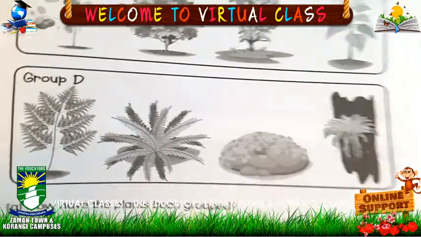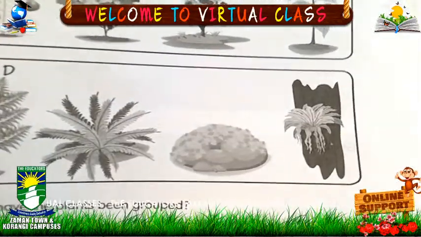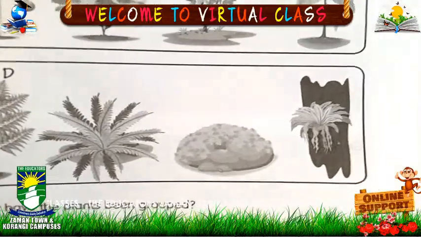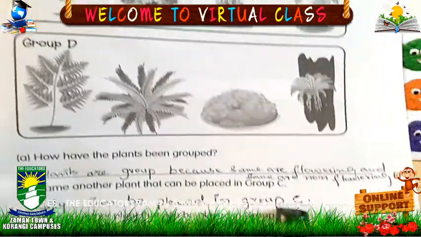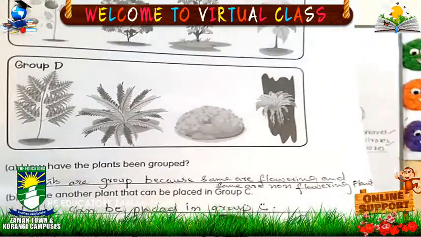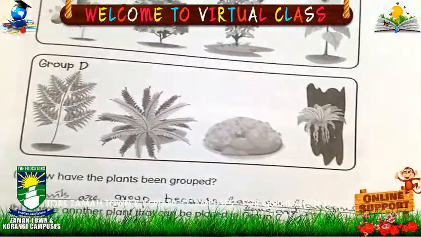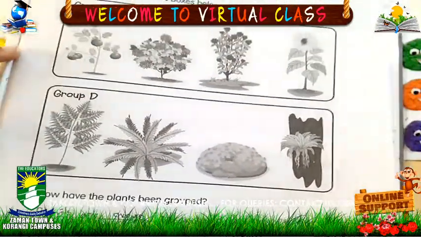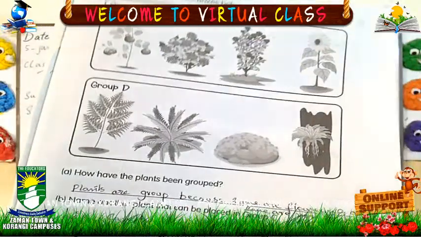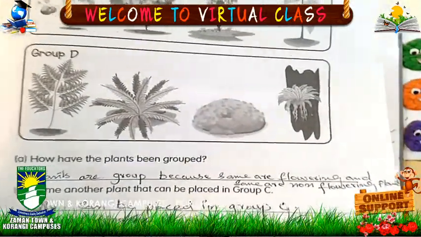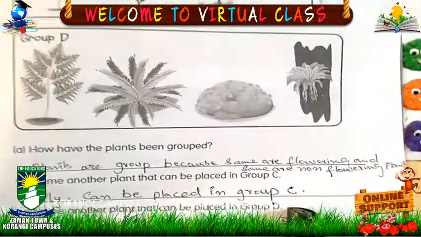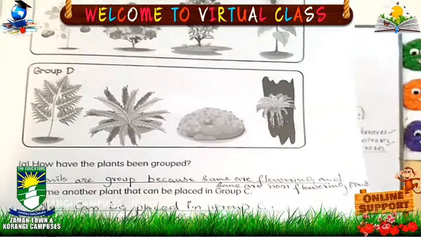Now, part B. Name another plant that can be placed in group C. What do we have to do? We have to add some more plants in group C, and we are going to add lily. Lily can be placed in group C. Okay, we have added lily in this group.